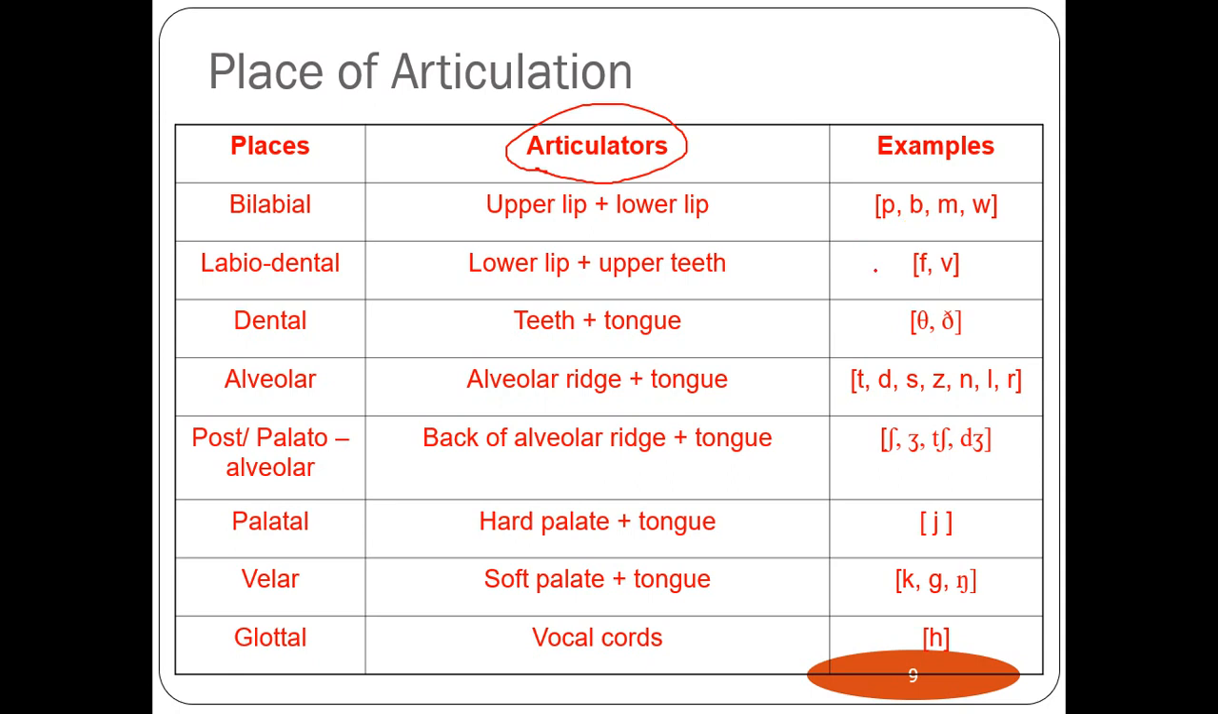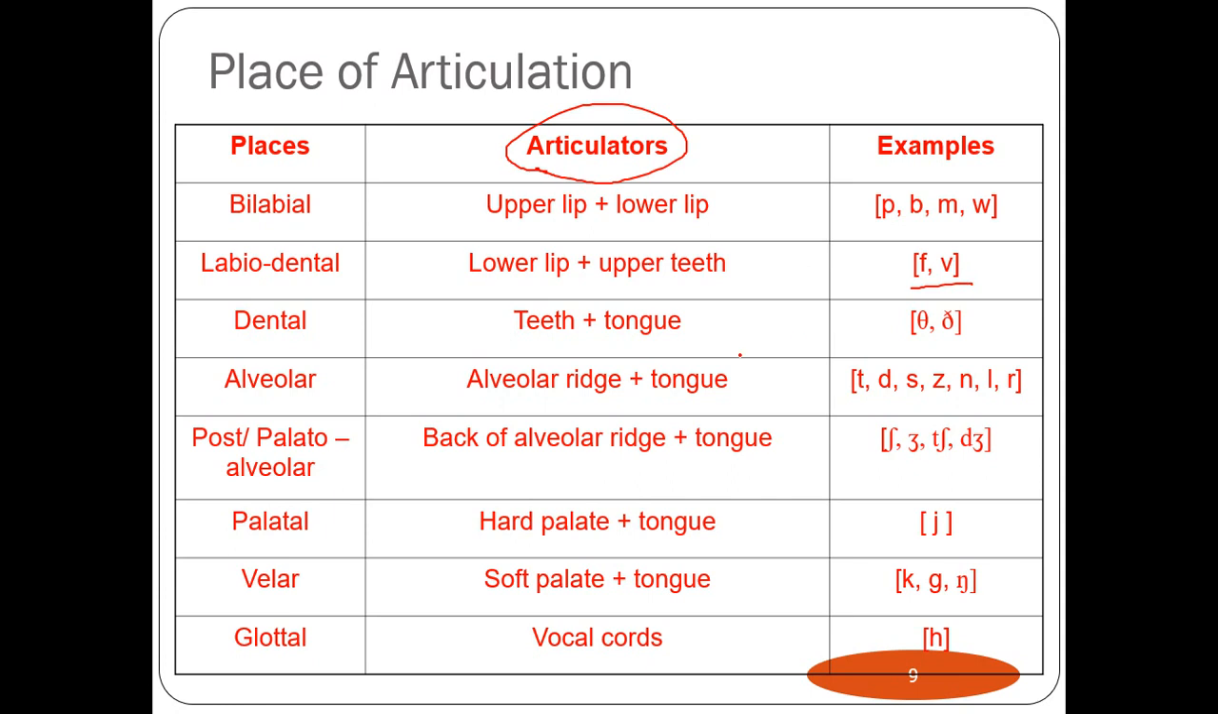Then we have labiodental sounds. It's a combination of lower lip and upper teeth, and we have a pair of sounds in English, f and v. And this is also a very problematic distinction for some of the Pashto speakers here in Pakistan.